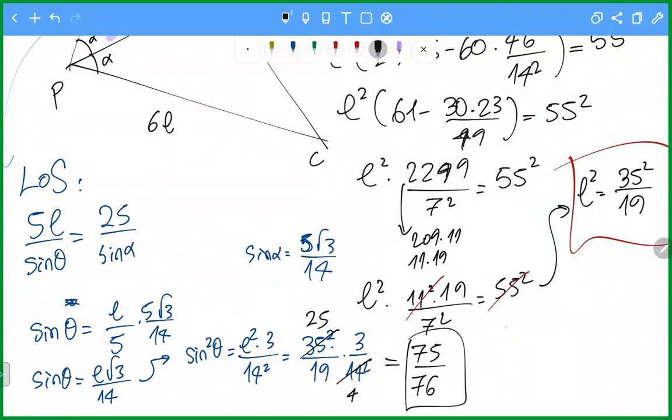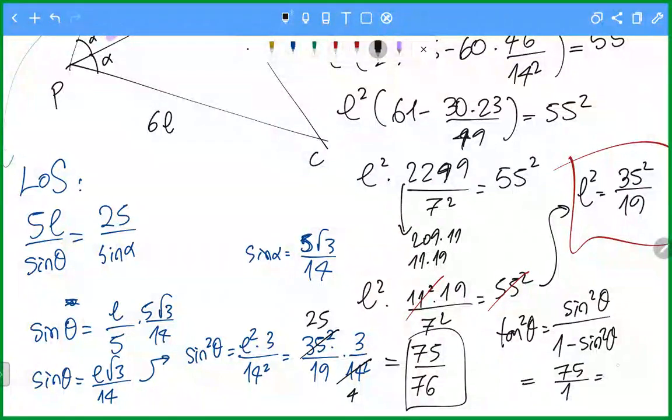Okay, we're almost there. So tan squared theta equals sine squared theta over 1 minus sine squared theta. And then this is indeed 75 over 1. And this is 75. And 75 is our answer.